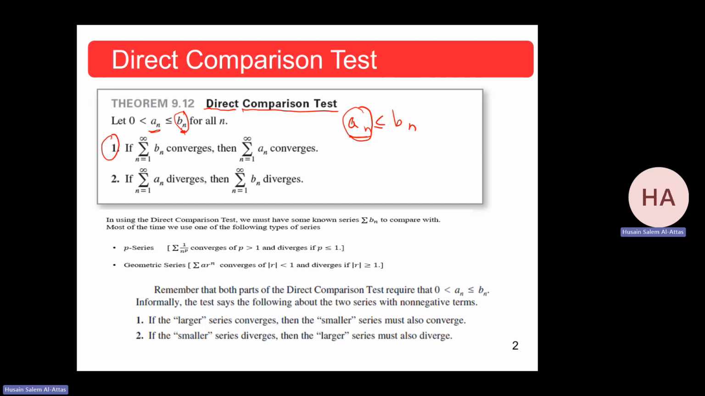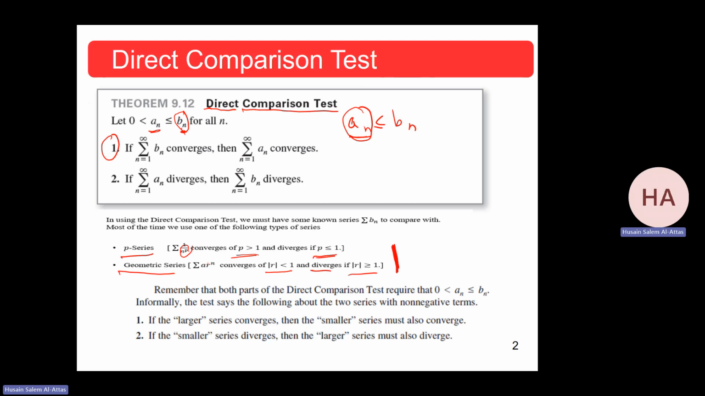One of the things you should have in your mind is that these are the main series which we know. 1 over n to the power p, the p-series: it converges if p is greater than 1, and diverges if p is less than or equal to 1. And also I know about the geometric series, a r to the power n. If the absolute value of r is less than 1, then it converges. If the absolute value of r is greater than or equal to 1, then it diverges.